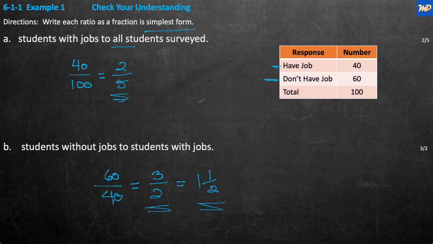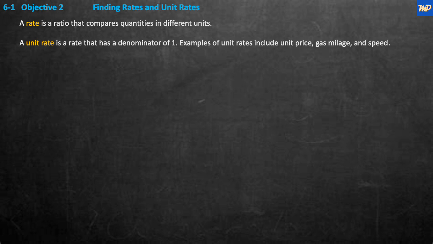Good job. So in Objective 2, finding rates and unit rates. There's a definition here. A rate is a ratio that compares quantities in different units. That would be like miles per hour, right? Two different units. A unit rate is a rate that has a denominator of 1. Examples of unit rates include the unit price, gasoline mileage, speed, miles per hour, gallons per whatever, gas mileage, gallons per mile, or miles per gallon.